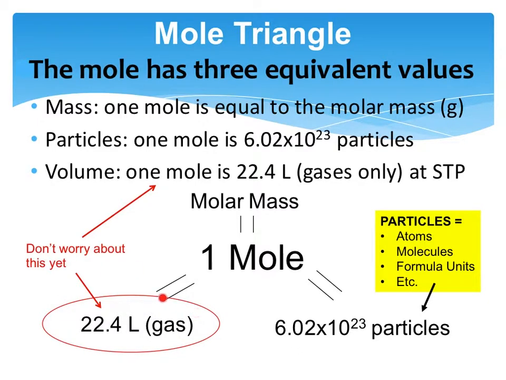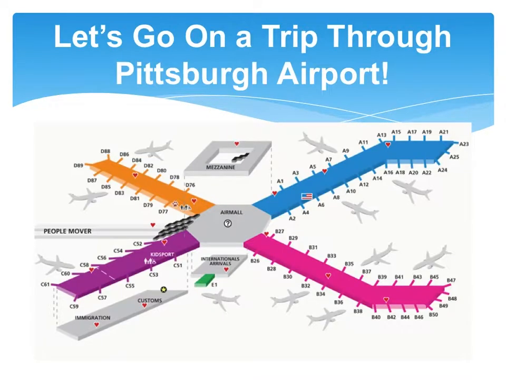Now, we're not going to worry about the 22.4 liters of gas yet. We'll get to that in the gas law chapter. And also remember that particles represents atoms, molecules, formula units, etc. And the molar mass is dependent on the specific compound. But the mole is represented by all three of these. And we're going to use this knowledge when we're going to do multi-step conversions involving the mole, grams, particles, or liters of gas.